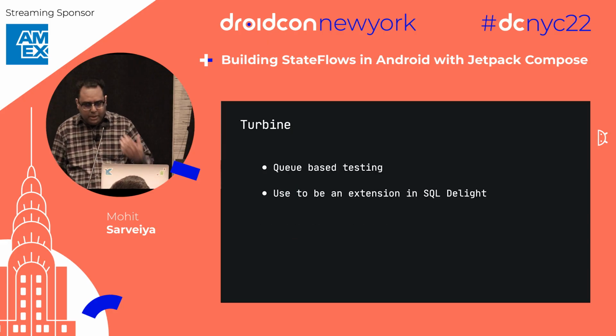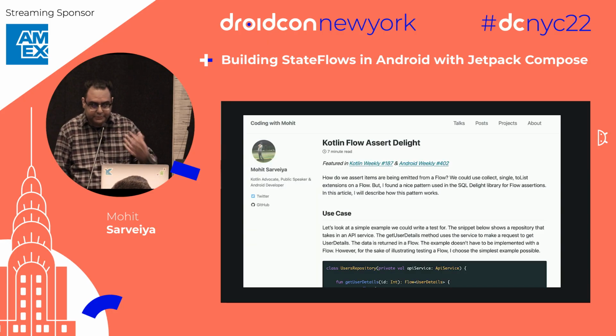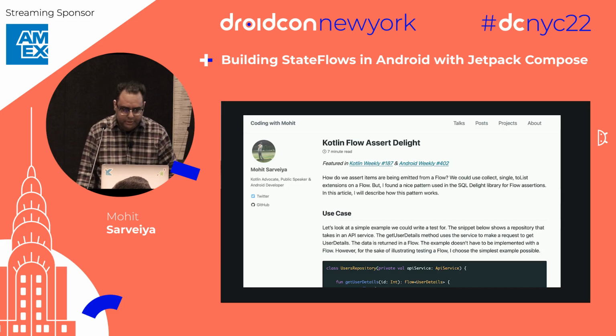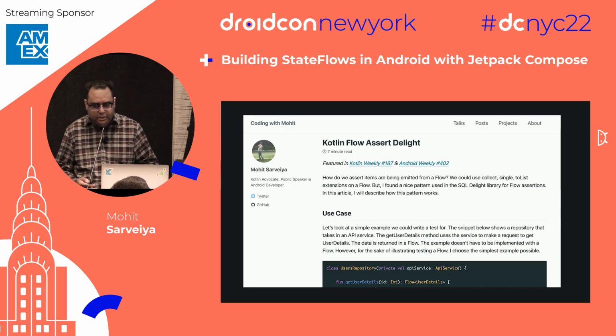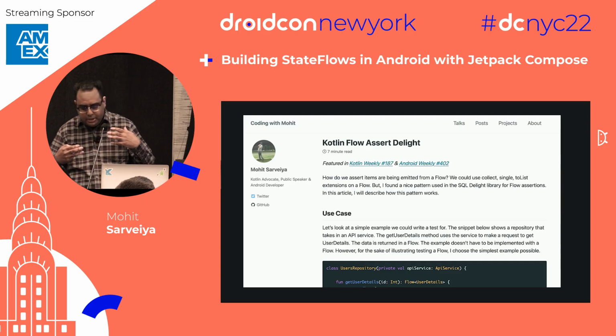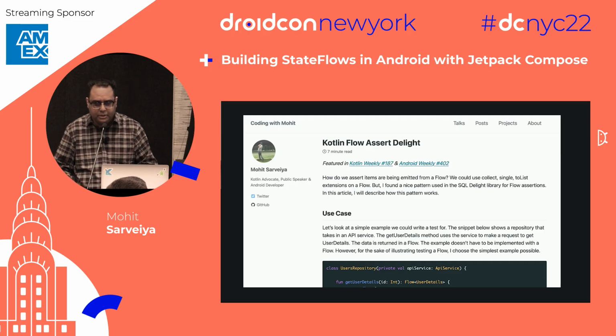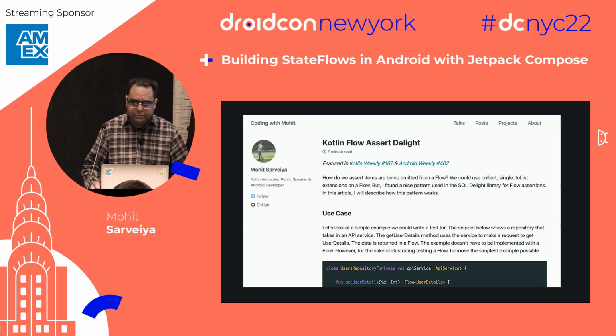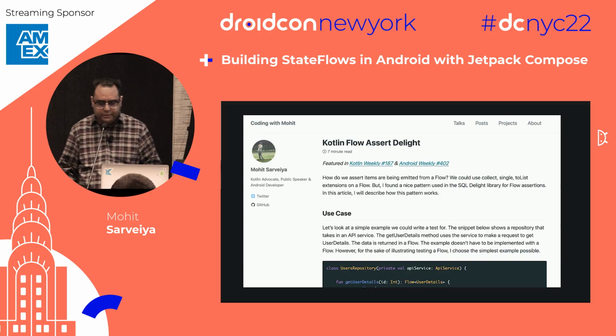So I wrote a blog post before this library was released, Kotlin Assert Flow Delay, which highlights the pattern that this library uses. The internals of this library have improved since its initial inception, and the API has improved. And so I'll share with you just the basics of what the API looks like.